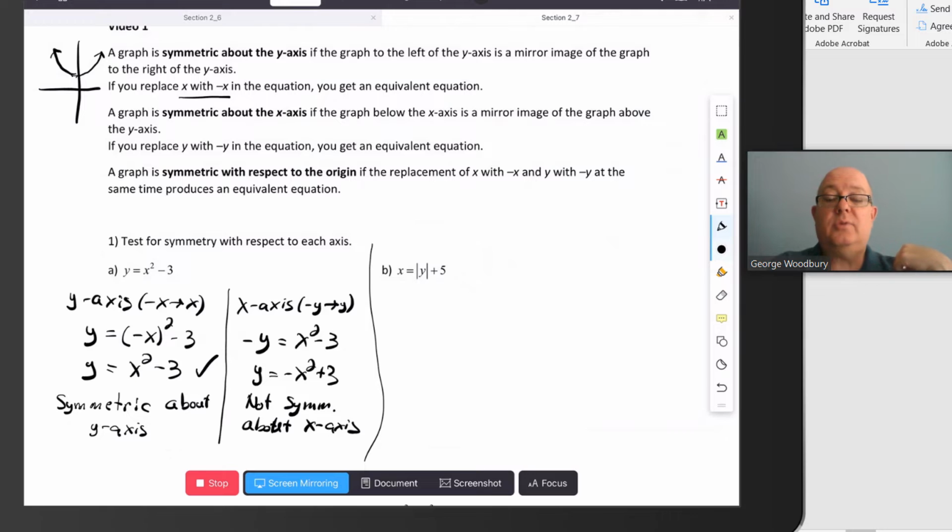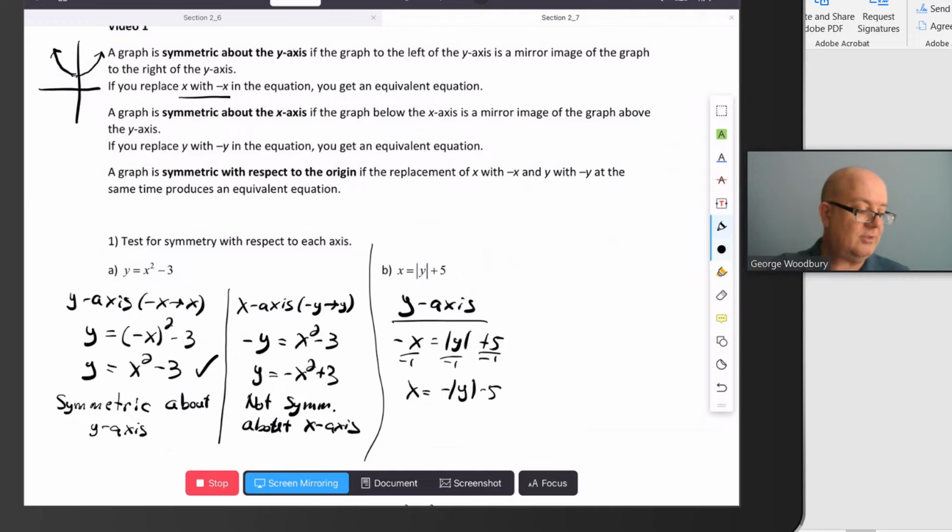For part B, we've got x equals the absolute value of y plus 5. Again, let's start with the y-axis. Negative x equals the absolute value of y plus 5. That's not the same as what we have above. And if you don't see that, we can divide everything by negative 1 to solve for x, and we get x equals the opposite of the absolute value of y minus 5. Not the same. It's not symmetric about the y-axis.